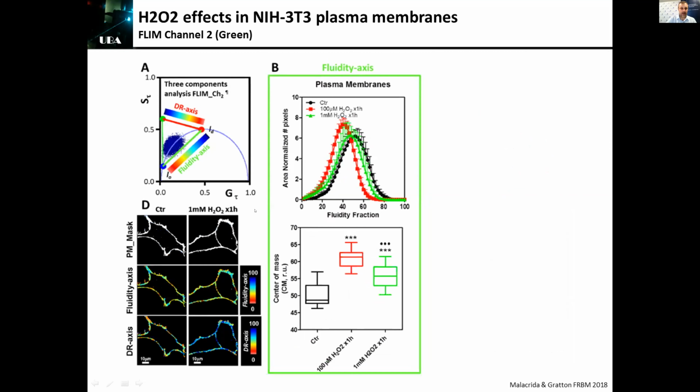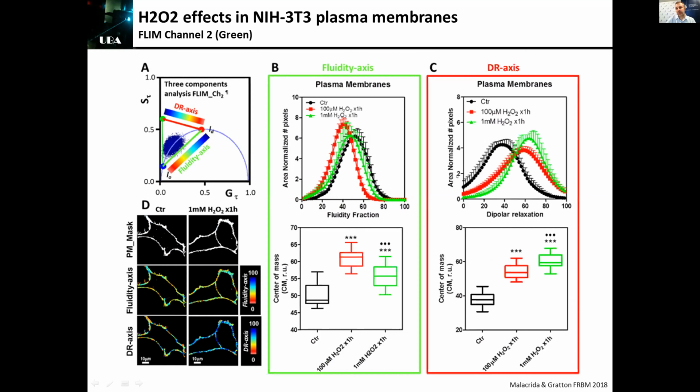When we reanalyzed the data using the same logic, we segmented and collected the region more related to the plasma membrane, and this also happened again, and we can see a shift back to less fluidity in the plasma membrane. And then the most important thing here is the dipolar relaxation, and the same happened as in the whole cell analysis. But now we also have a trend by the different concentration of hydrogen peroxide.